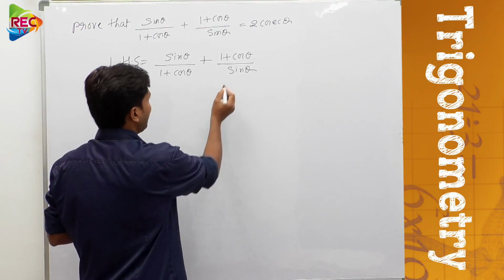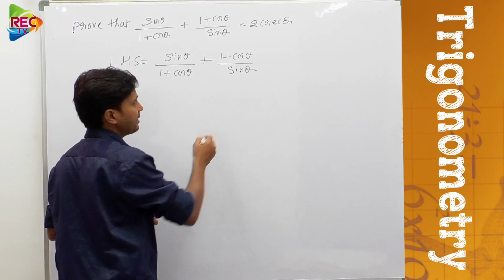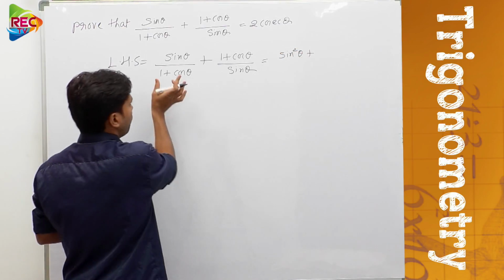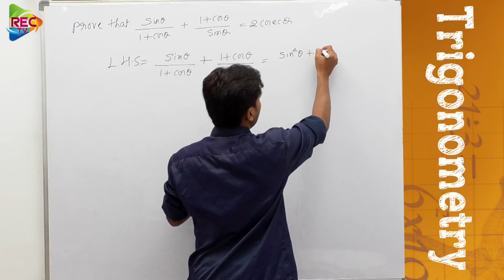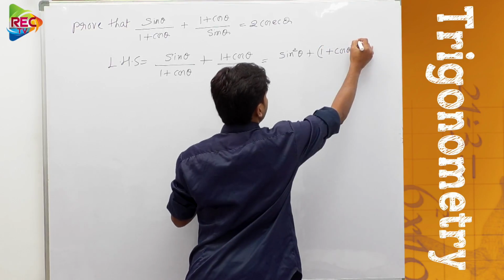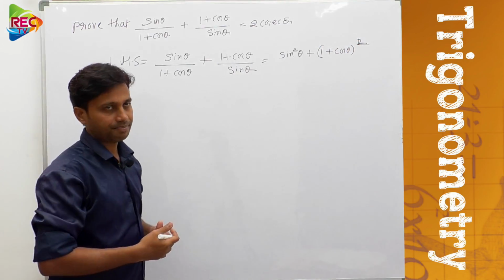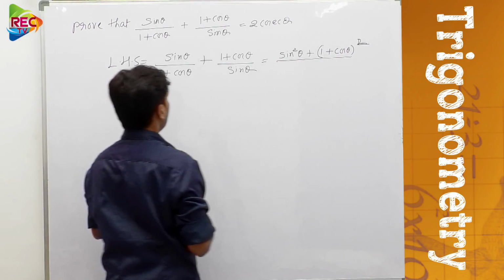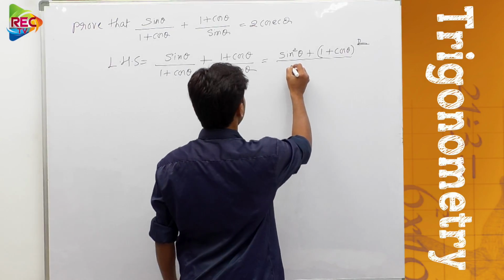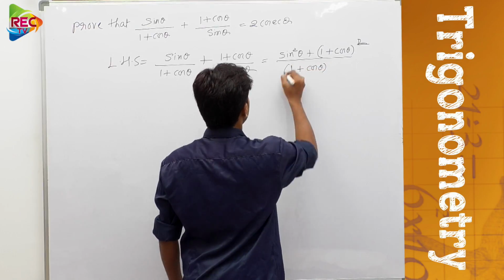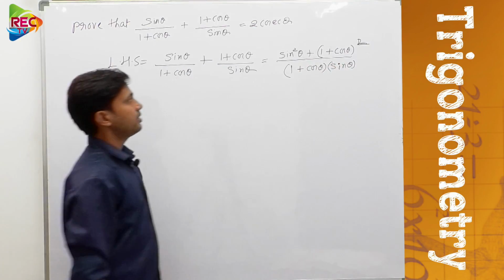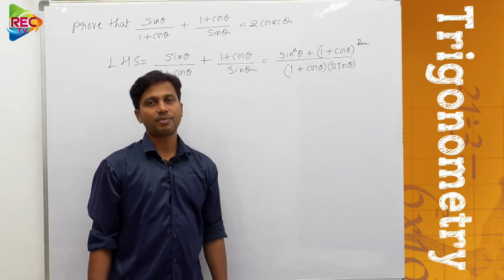Okay, so for taking LCM, what we need to do? We need to multiply the sin theta and sin theta to get sin square theta. Now 1 plus cos theta into 1 plus cos theta, that would be 1 plus cos theta whole square, by, now just see here, 1 plus cos theta into sin theta will come under denominator. Now this is the denominator part. We just took LCM to simplify that.